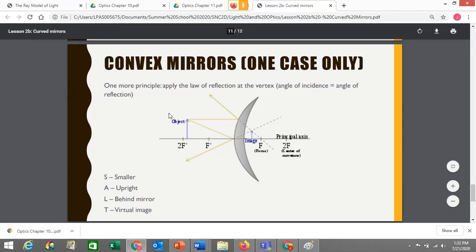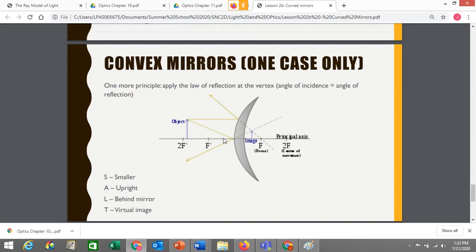So if you have a convex mirror, that's pretty easy. You just draw a ray, hit the vertex, and it will go this way, and these two angles will be equal. Right? Your principal axis in this case is functioning as the normal. So your angle of incidence is there, and your angle of reflection is there. What about the other line, though?